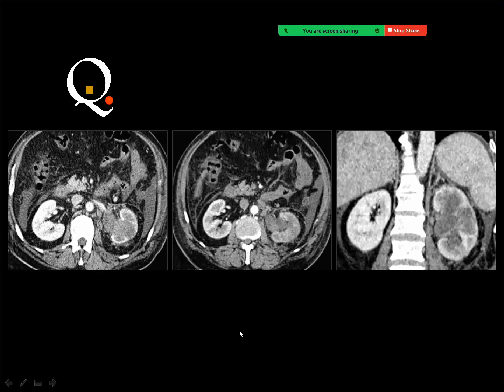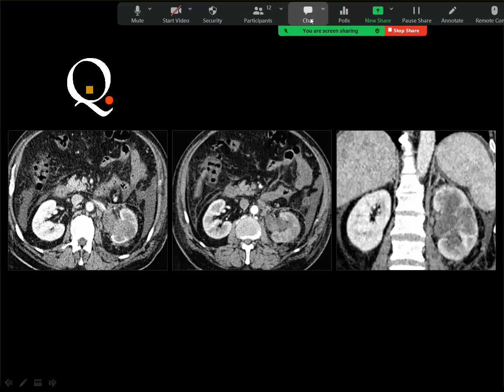The next case is a CT scan with contrast of the region of the kidneys, showing a lesion in the left kidney, and this is the coronal scan for the same area.